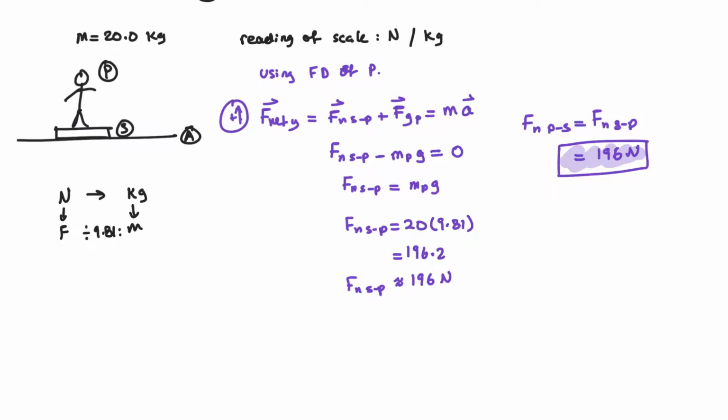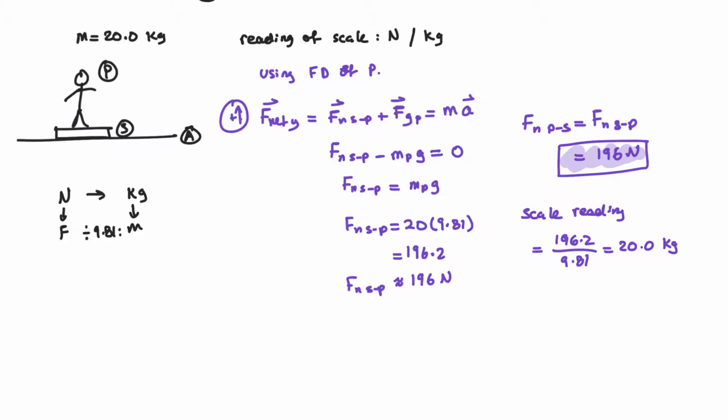So here, scale reading will equal 196.2 divided by 9.81, and that should give us 20 kilograms, which is what we had originally. That's the weight of the person if the object is not accelerating up or down.